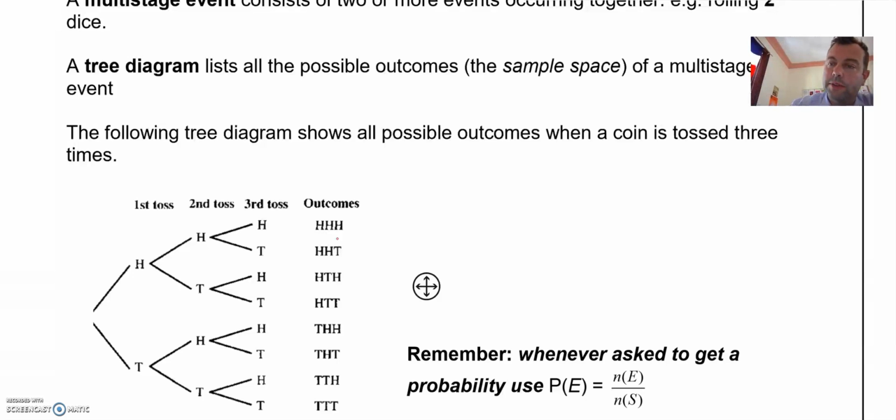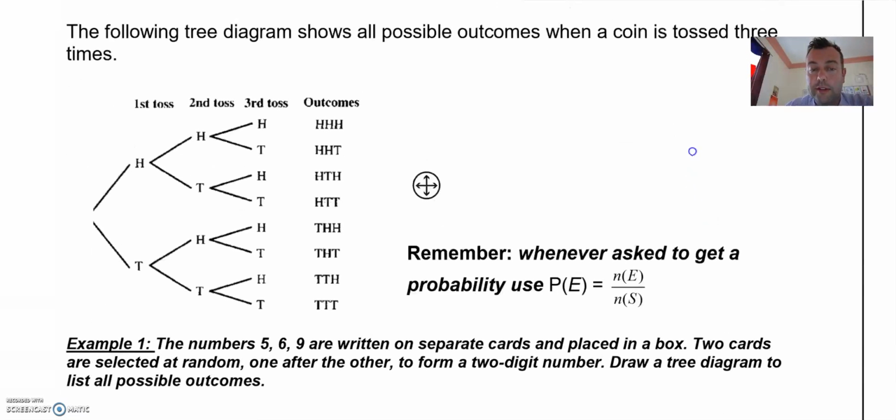So, the list of outcomes is the sample space. The number of outcomes in that list is the size of the sample space. The probability of some event occurring is the number of outcomes that belong to that event divided by the total number of possible outcomes, the size of the sample space.